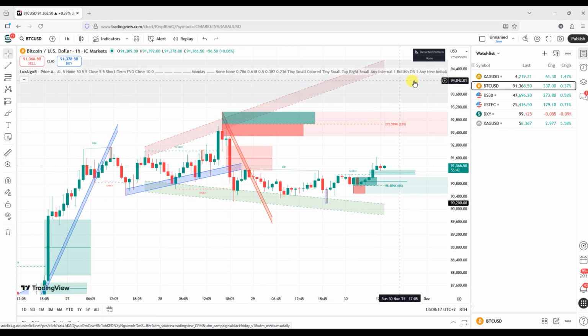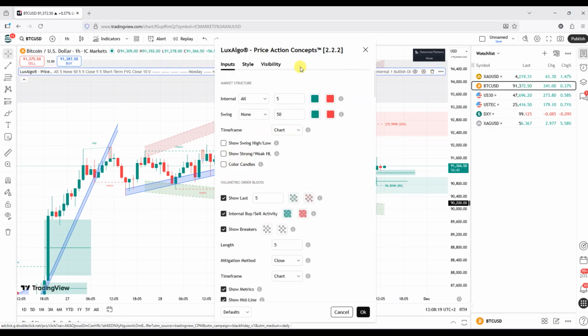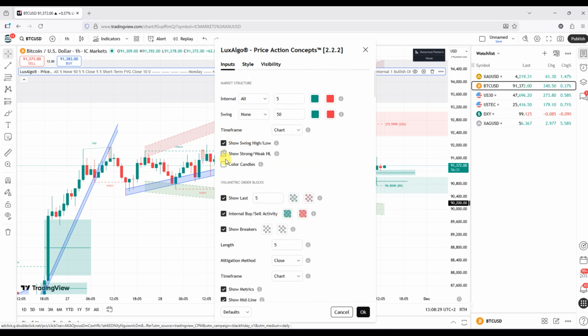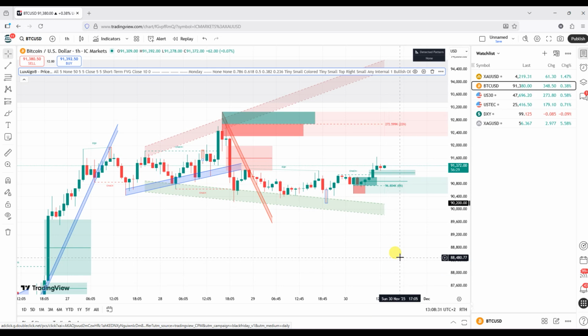So I would always prefer that if you guys have decided to use the price action concepts, just make sure that it suits your trading style. Don't go for each and everything and stop confusing yourself.